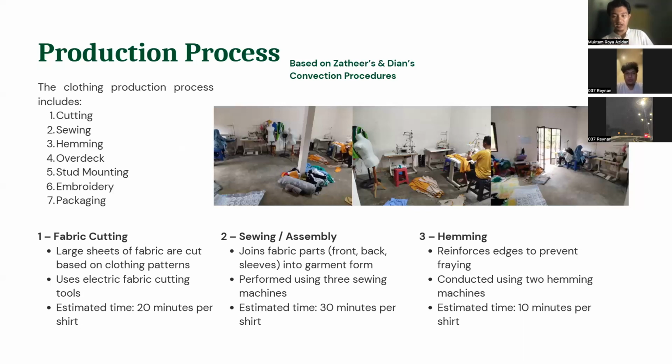The third is hemming, which reinforces the edge of the clothing to prevent fraying. The estimated time to do the hemming is around 10 minutes with two hemming machines.